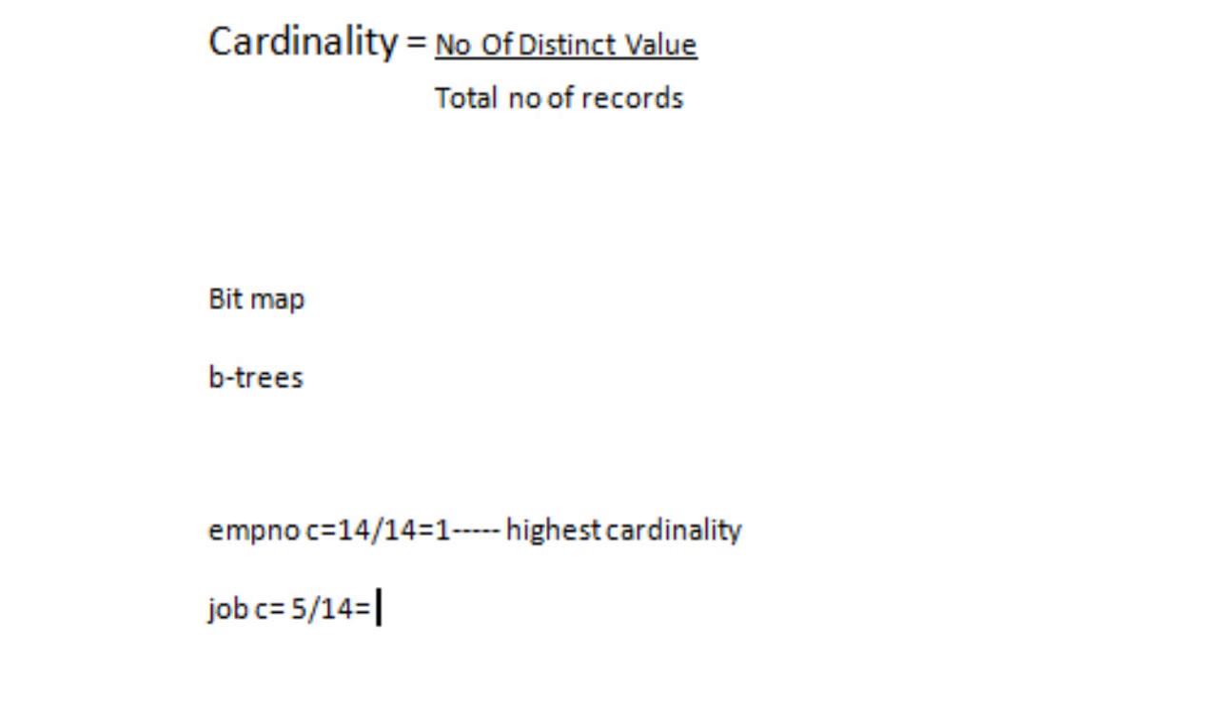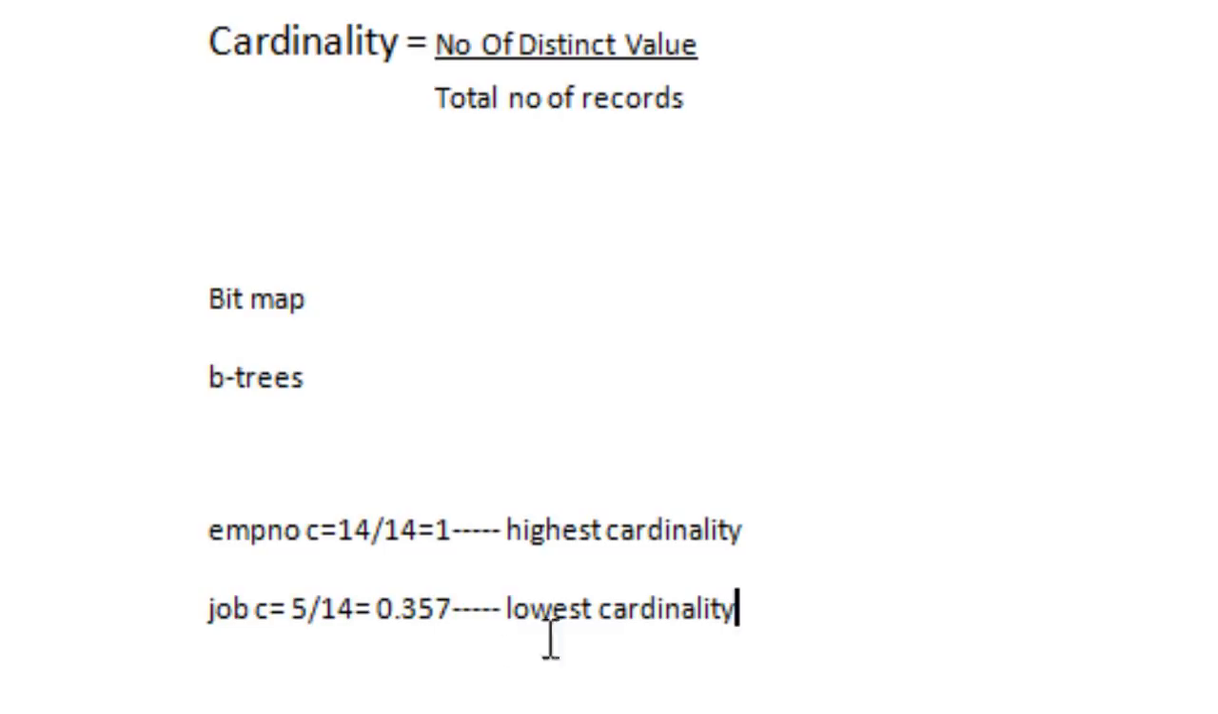So here the value is going to be something like 0.357. Now you can see the value is in decimal, below 1, so we are going to say it's the lowest cardinality.